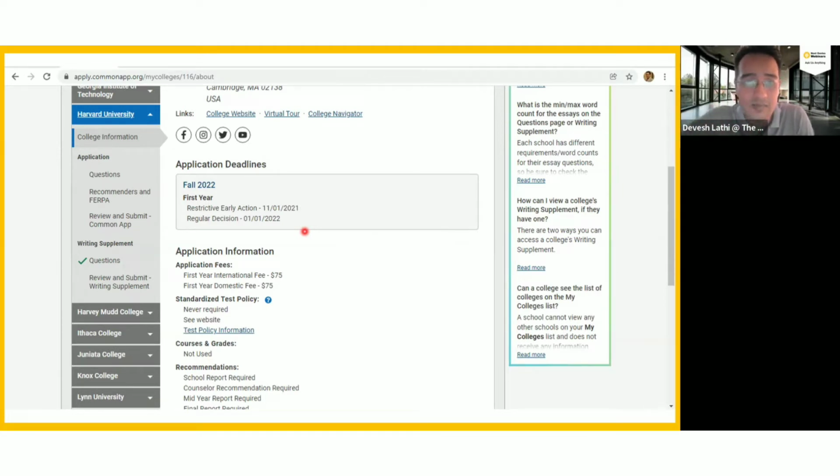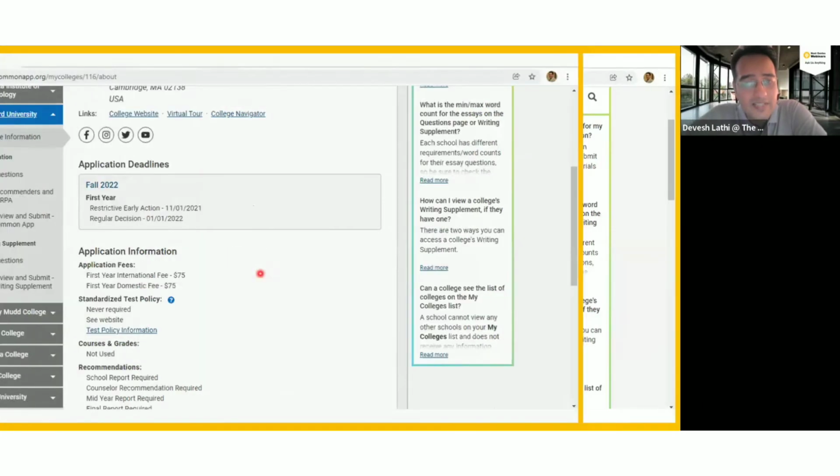Whereas at the same time, a majority of highly selective colleges and universities will have their EA or REA or ED1 deadlines on 1st of November or somewhere around 1st to 5th of November. That's a little bit about the basic deadlines.